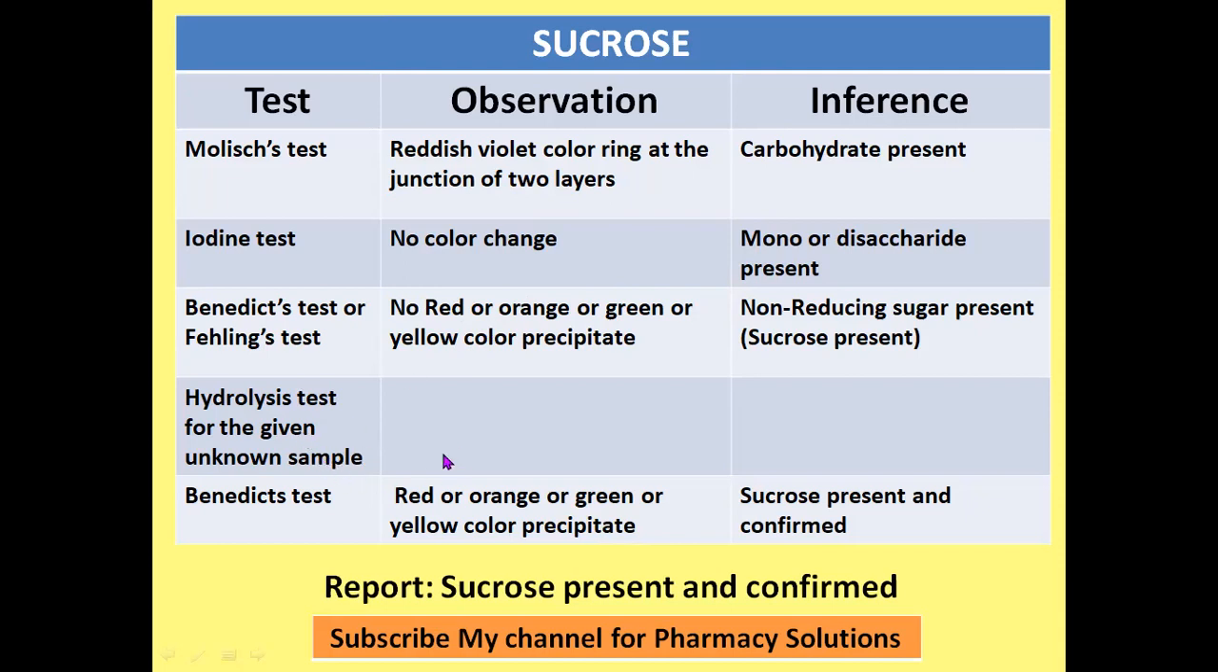On hydrolysis, that linkage breaks, so the glucose and fructose molecules separate. When you do the analysis after hydrolysis, you get the precipitate which you were not seeing earlier. So here you will see red, green, yellow or orange precipitate. So sucrose is present and confirmed. That's how the tabular column and report should be for the unknown sample of sucrose.